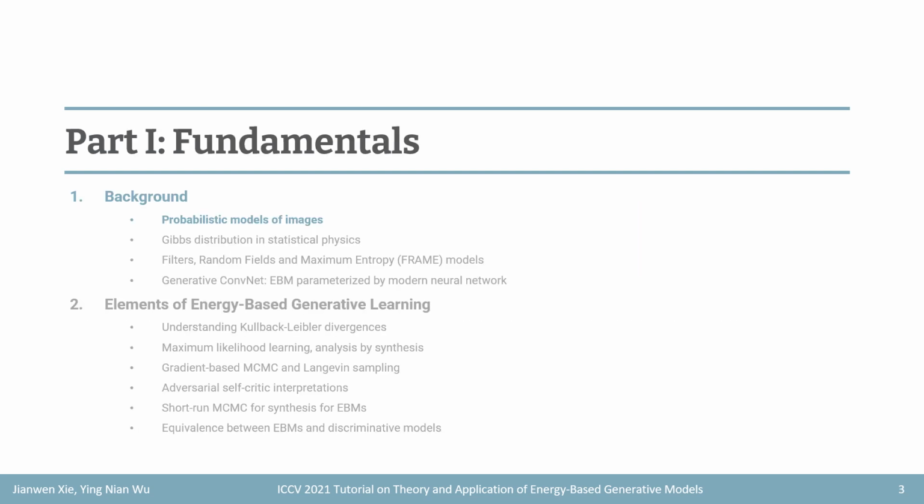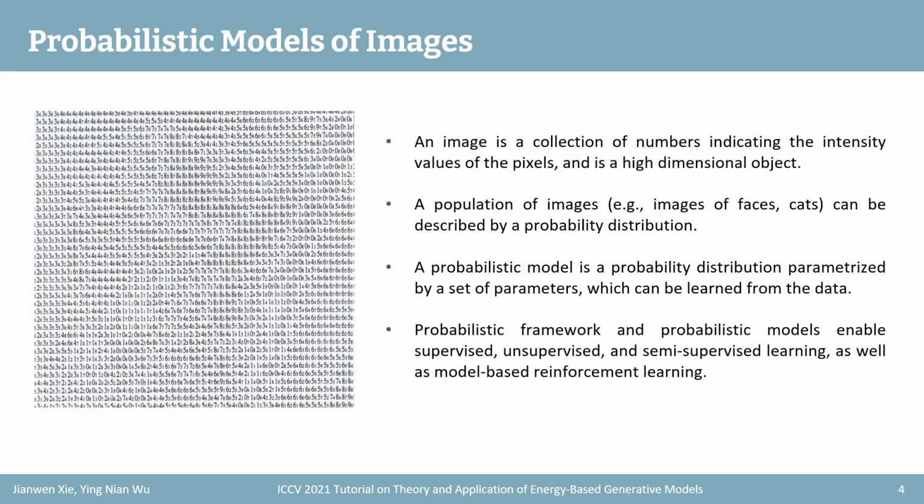We shall start from the background of energy-based models. An image is a collection of numbers indicating the intensity values of the pixels, and it is a high-dimensional object. A population of images, such as images of cats, can be represented by a probability distribution, which is parameterized by a set of parameters that can be trained from the observed data.